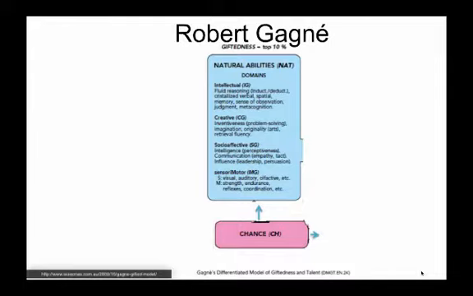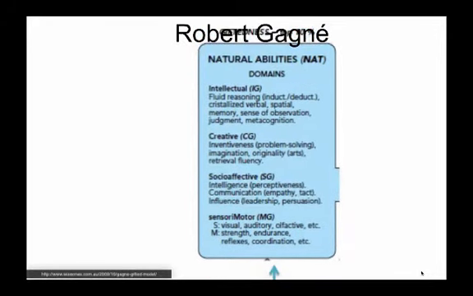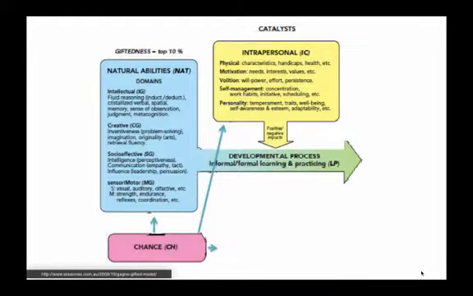Robert Gagne was a noted psychologist who asserted that there is a chance that a child will be born with natural abilities. These abilities may be intellectual, creative, socio-affective, and sensory motor. He says that for these natural abilities to be developed, they will be influenced by various catalysts.